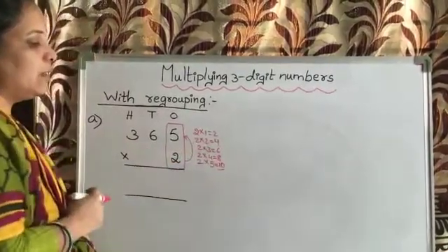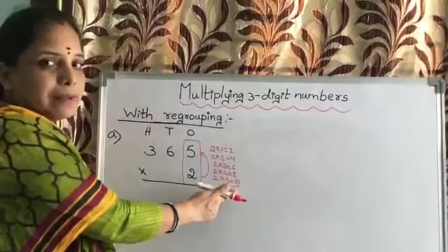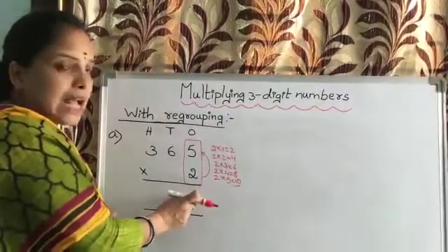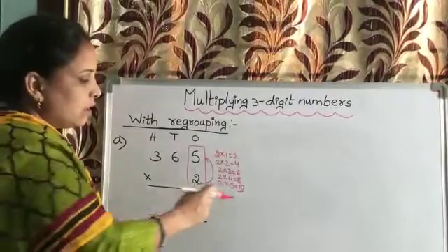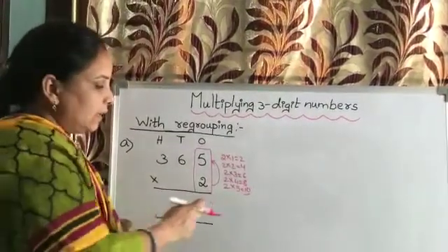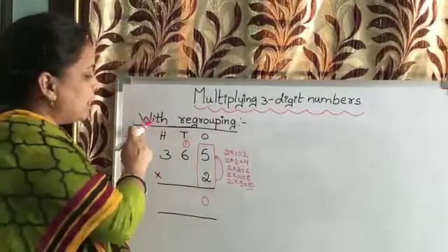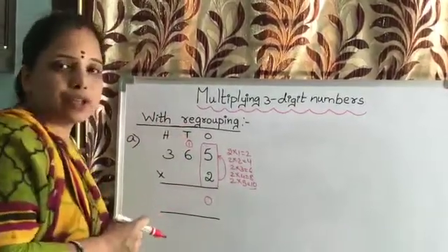So if you see here, observe here double number, you got the answer double number. But you can't write 10 as it is here, because you should write here 0 and 1 should go to the carryover to the tens place. With regrouping means you will get the carryover, children.